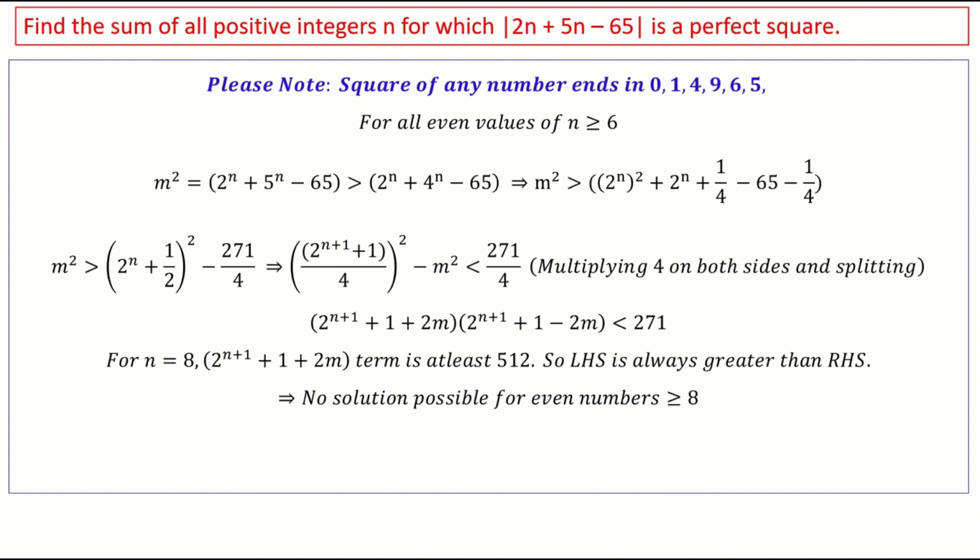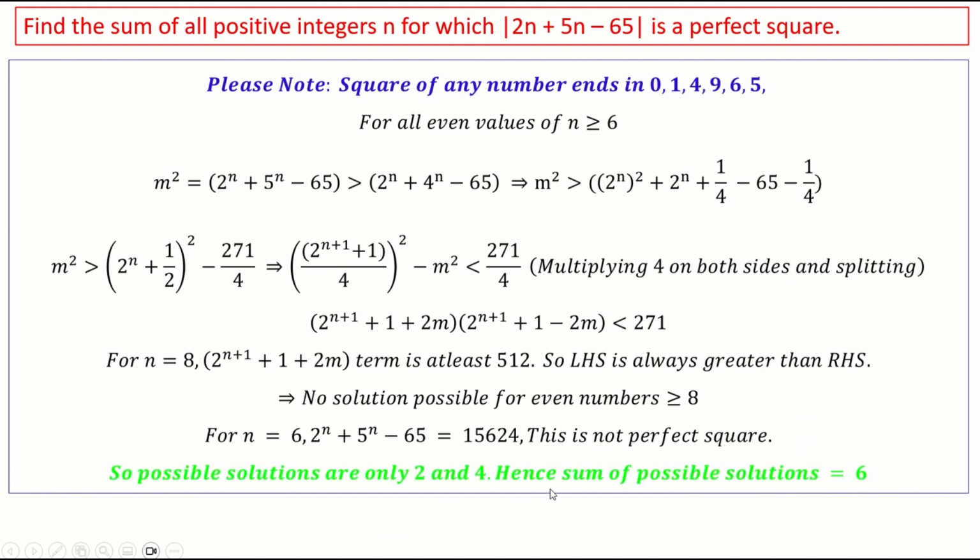Then it is simple. Instead of trying too many different things, you just find f of 6. For n equal to 6, the value is 15,624. Obviously, this is not a perfect square. So the only possible answer set is 2 and 4. Correct. He's asking for the sum of positive integers n. The sum is 2 plus 4, which is 6.